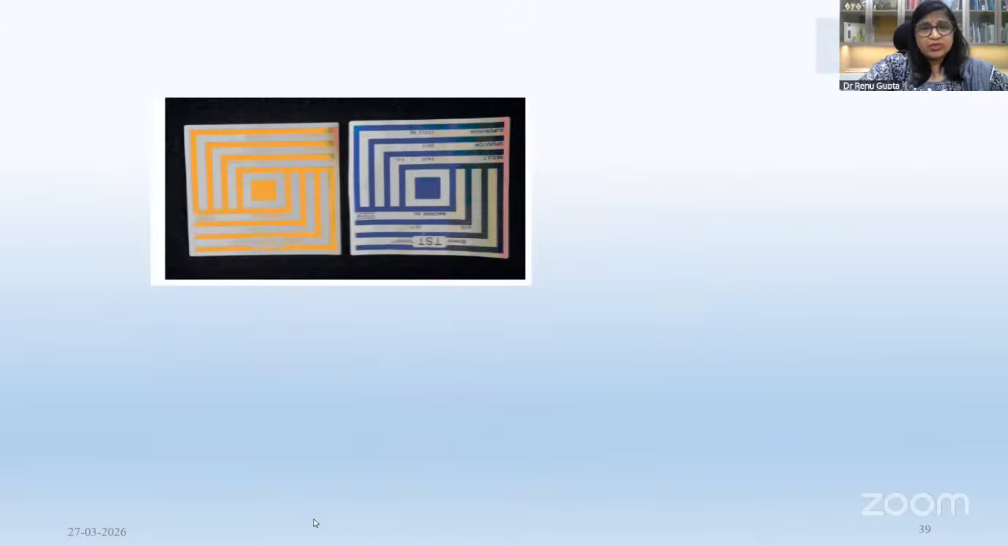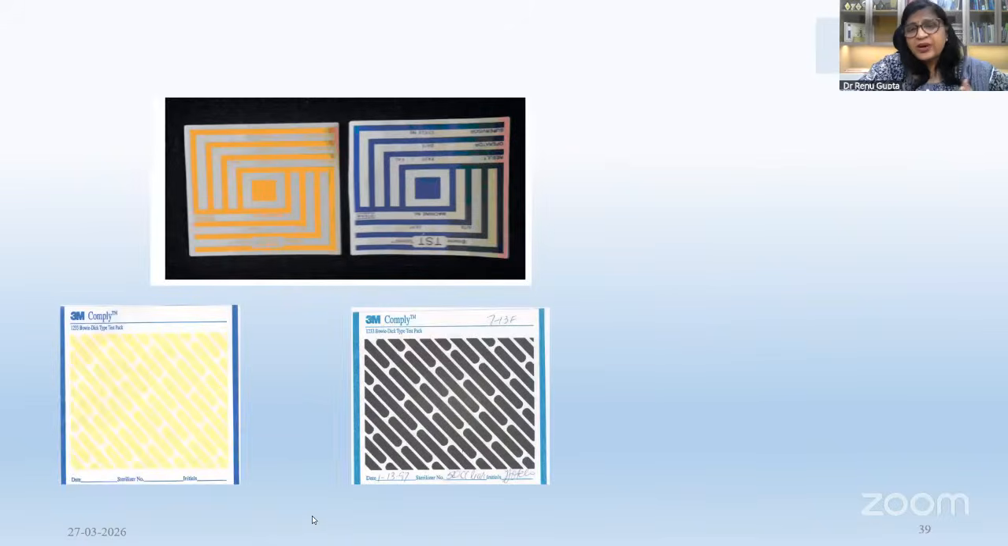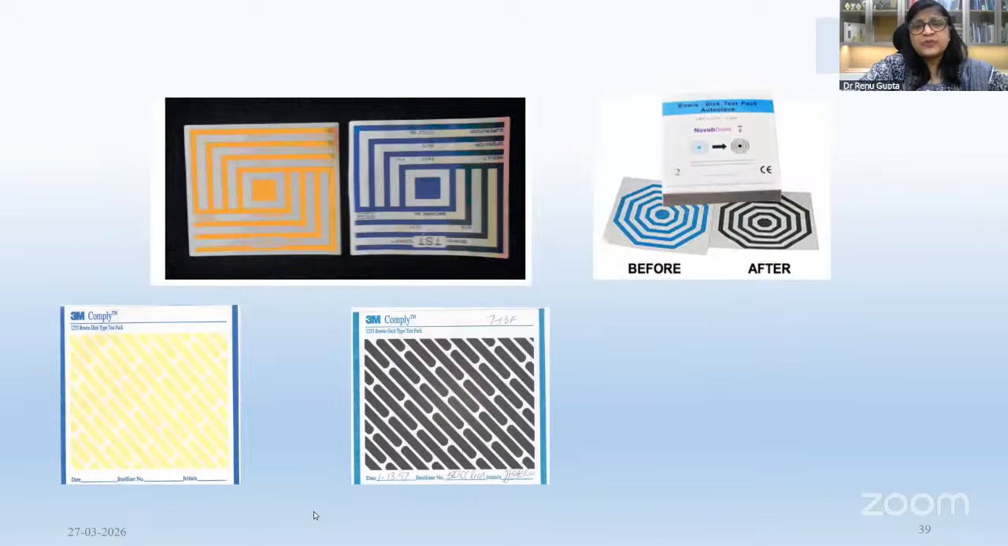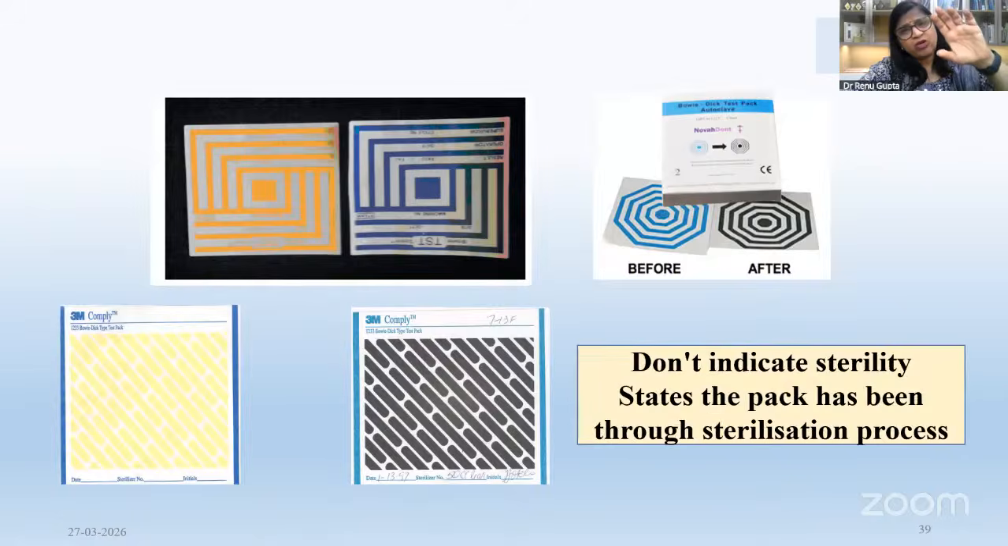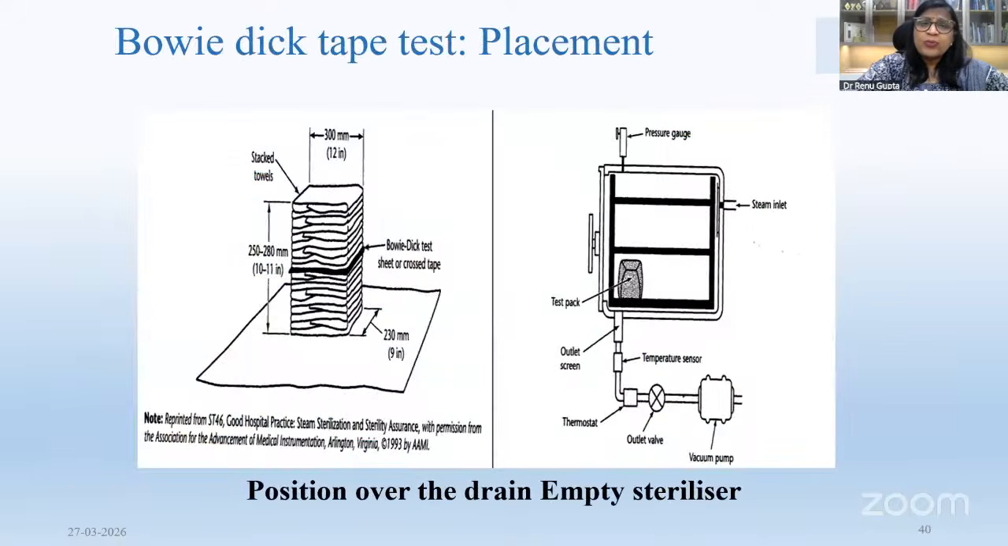Then we have these certain pictures. They come in different sizes, different shapes, and you have to always look for the before and after color change. It is always given on the box that this color will be changed to this. So these are Bowie-Dick tape tests. How do we put a Bowie-Dick?